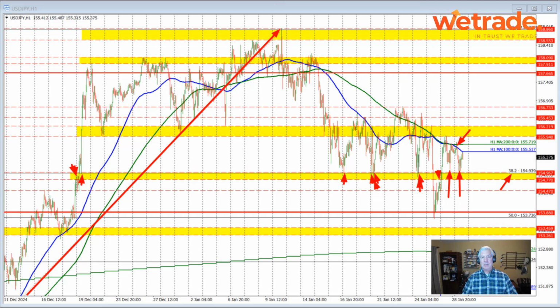This obviously is going to be our key area in trading on the downside going forward. If we stay above it, it's more bullish. If we move below, it's more bearish for the dollar versus yen.